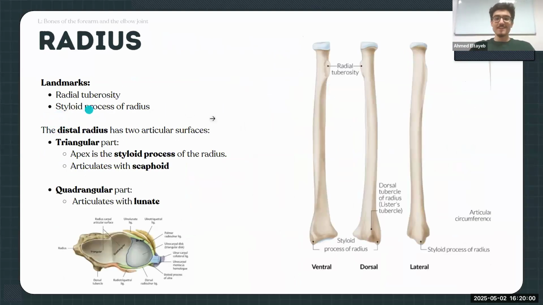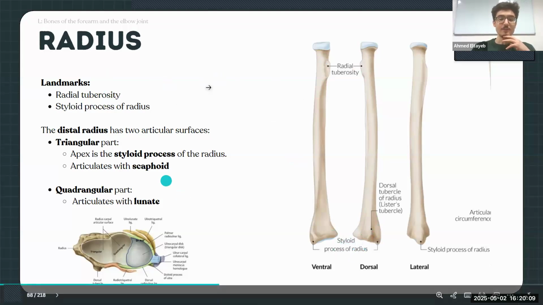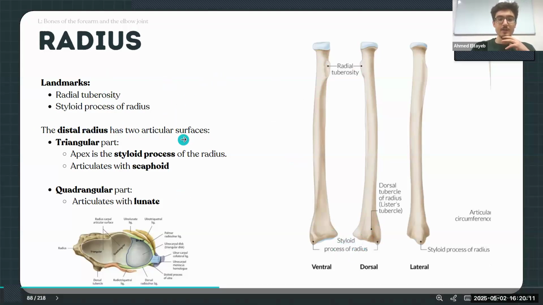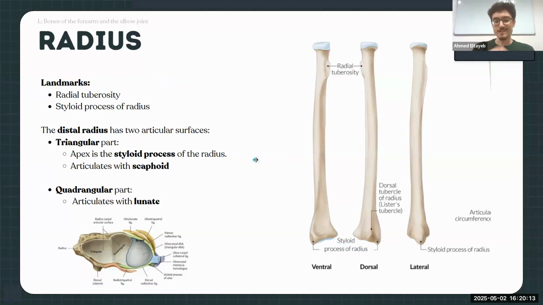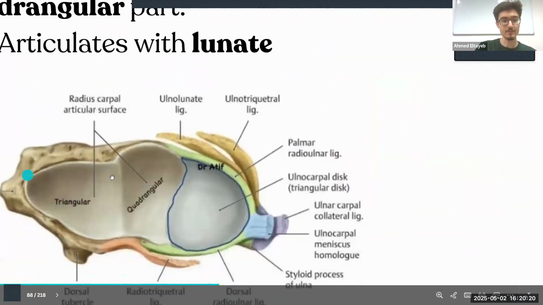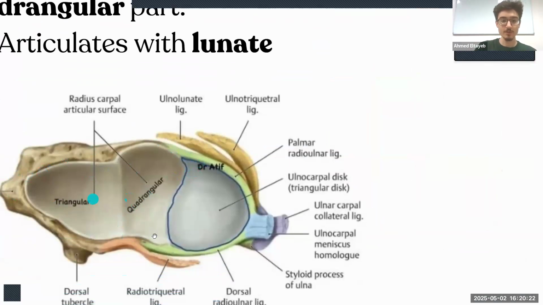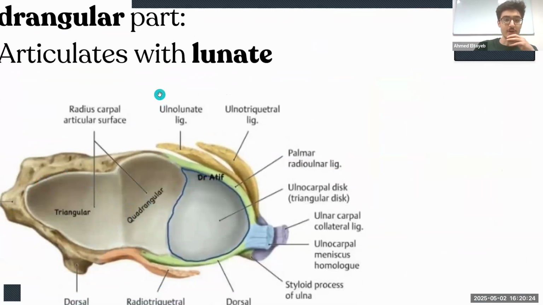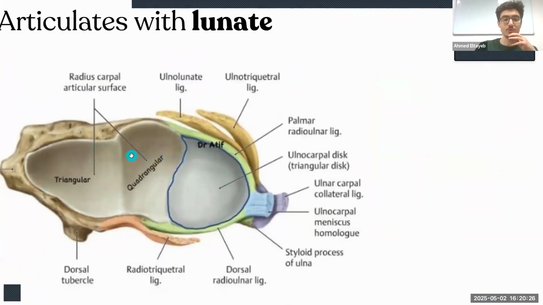Now the radius, we have only these two landmarks specifically, which is the radial tuberosity and the styloid process distally. And if we look more at the distal radius, when it articulates with the wrist, we have two unique parts. We have a triangular part right over here. You can see the border, it's like a triangle. And we have a quadrangular part. But each one of these two parts will articulate with a different carpal, and they will form the wrist joint.